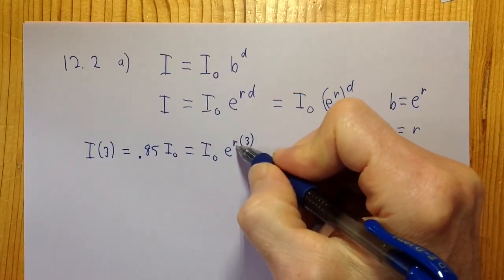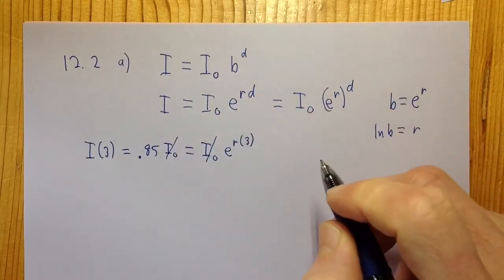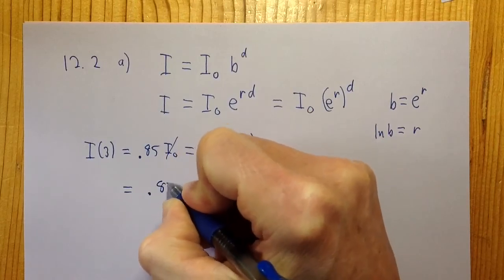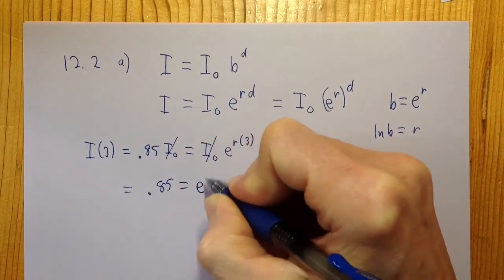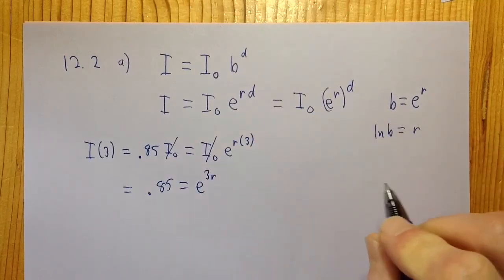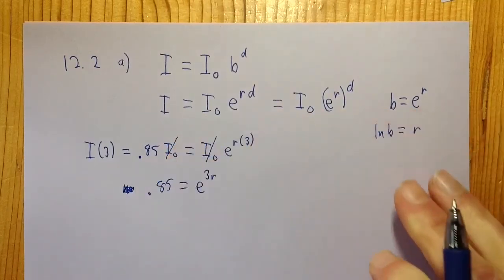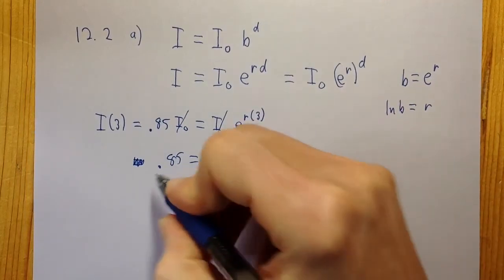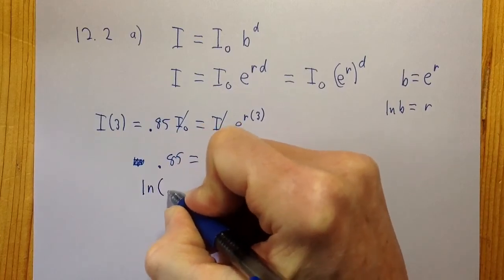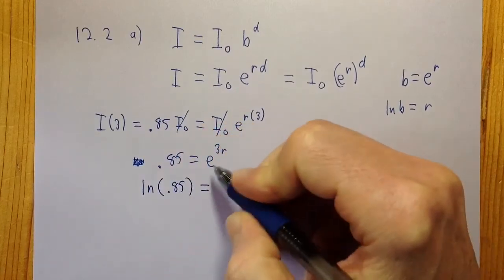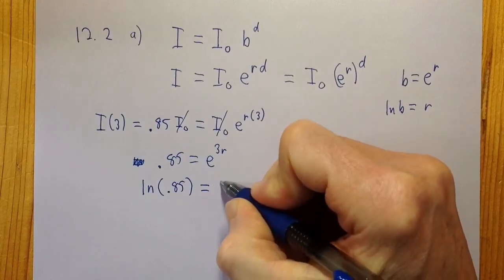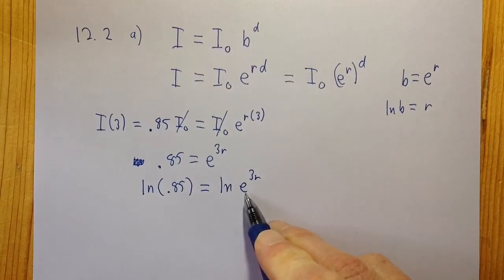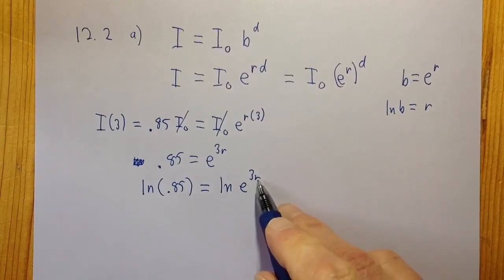Okay, now we solve for the rate. I0 cancels. So we have 0.85 equals e, and it's always nice to put the number first, e to the 3r. Okay, we want to find r, so we take the natural log of both sides. That gets rid of the e. So the ln of 0.85 is equal to the natural log of e to the 3r. Ln and e cancel, that's the whole point, they're inverse functions, so here we have 3r.